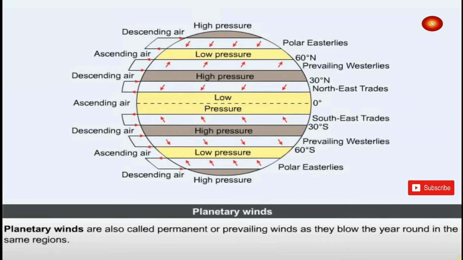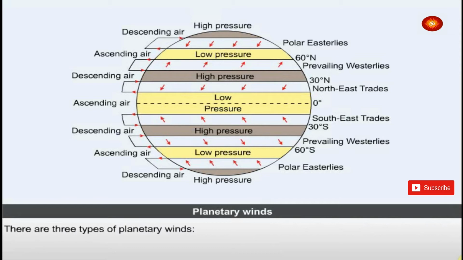Planetary winds are also called permanent or prevailing winds as they blow the year round in the same regions. There are three types of planetary winds: trade winds, prevailing westerlies, and polar winds.